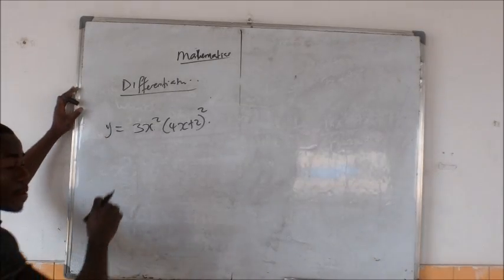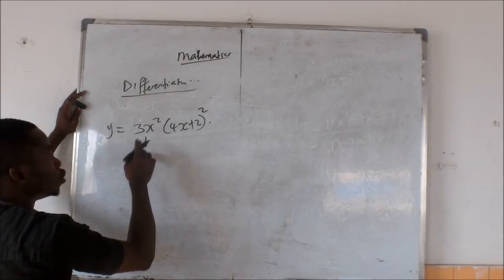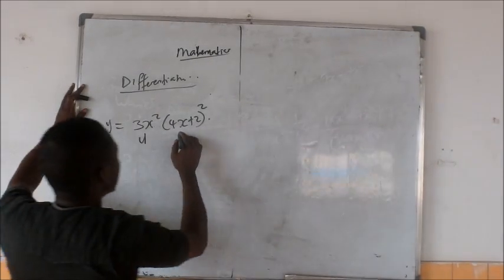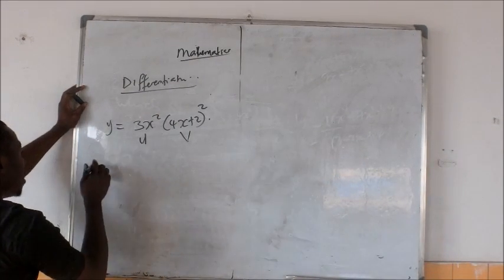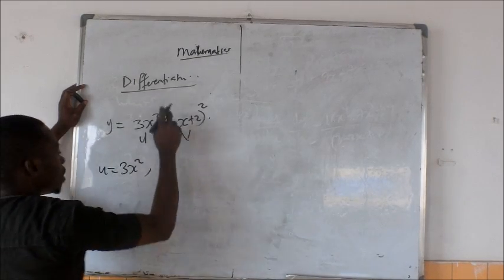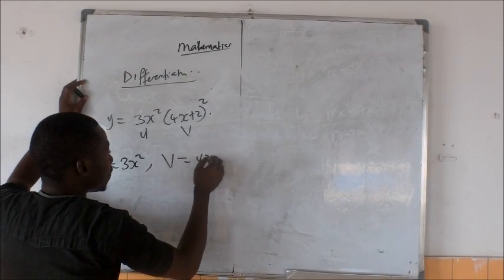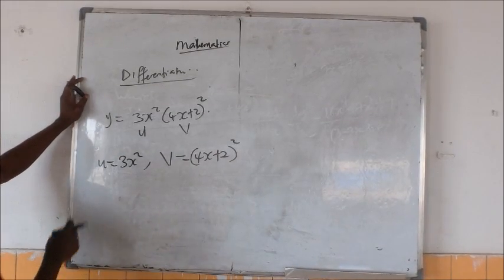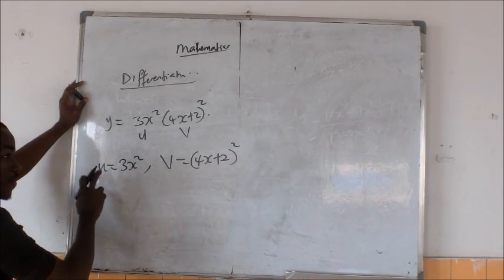Let's look up. Ordinarily, this is what u, and this is what v, right? Then you have u equal to 3x squared, and your v will now be equal to (4x + 2) squared, right? Now we would differentiate this one.